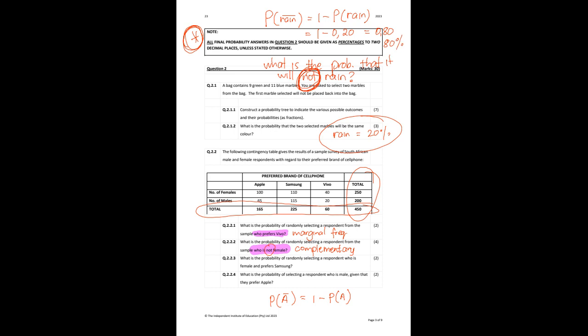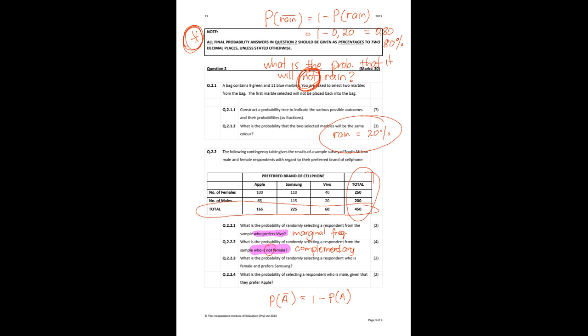So whenever you have the word not included, you're using the complementary rule. So it's the probability of it not happening being calculated as 1 minus the probability that it does happen or that it will be selected. So that's your complementary rule.